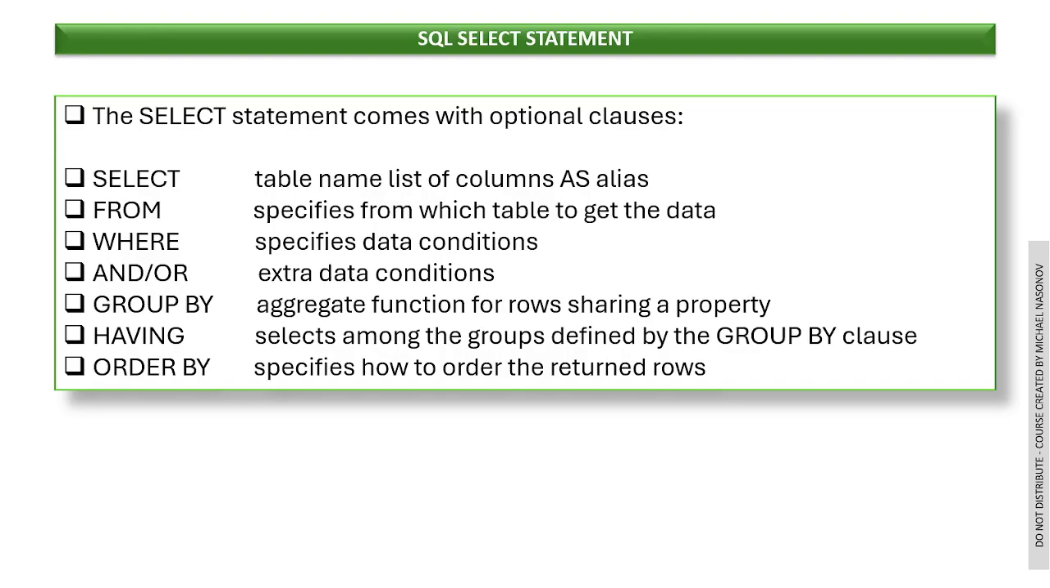Then comes GROUP BY, aggregate functions for rows sharing a property. HAVING selects among the groups defined by the GROUP BY clause. First you group and then HAVING among these groups. And finally ORDER BY specifies how to order the returned rows, for example ascending or descending.